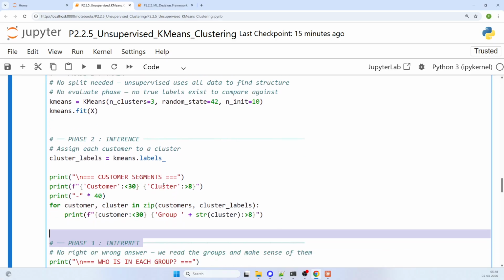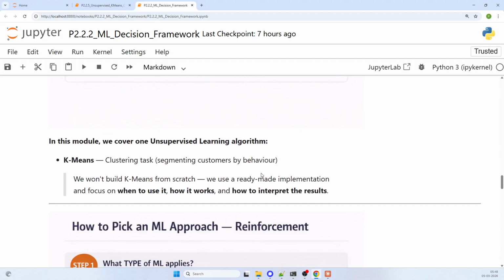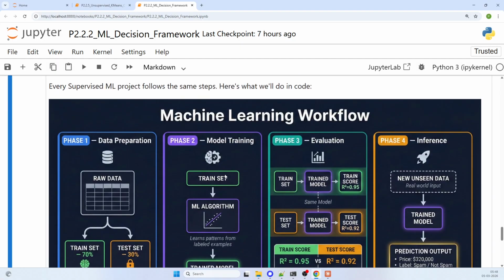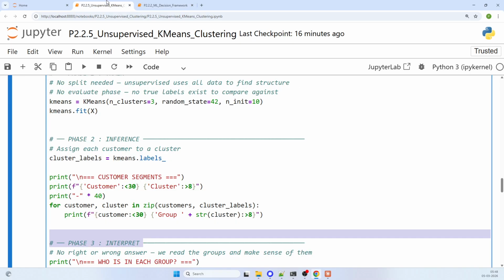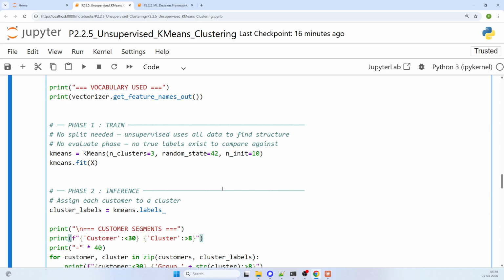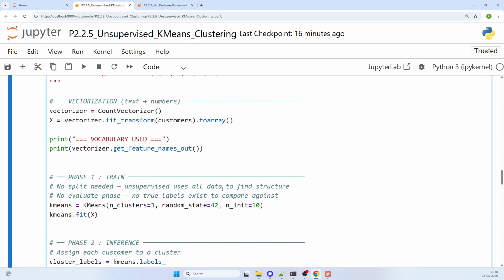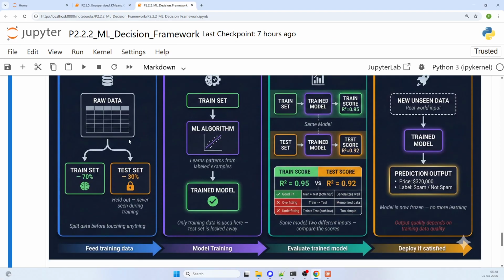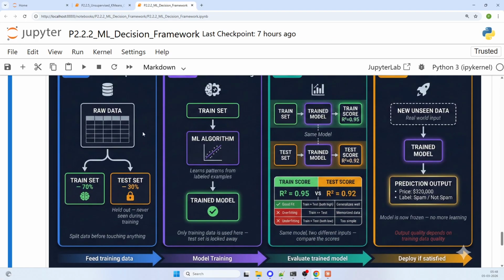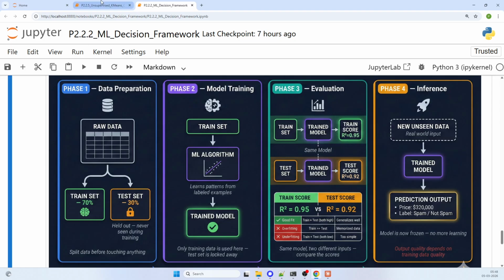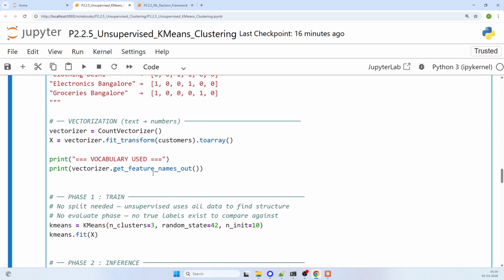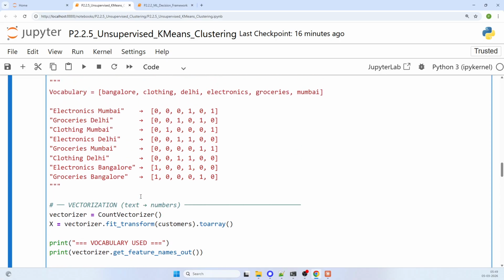One thing, why will we not have an evaluation phase here? So we have three phases. We don't have an evaluation phase in unsupervised learning because there is no labeled data, there is no output, so you can't compare. For that reason, there will be no evaluation phase, and also there is no need of splitting the data. In phase 1, you can directly send the data to the algorithm. So there is no splitting of data and there is no evaluation of data.